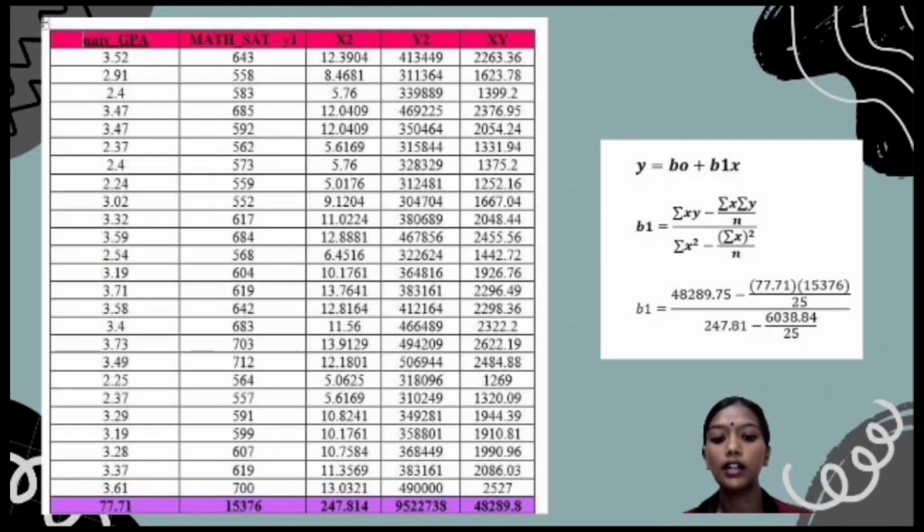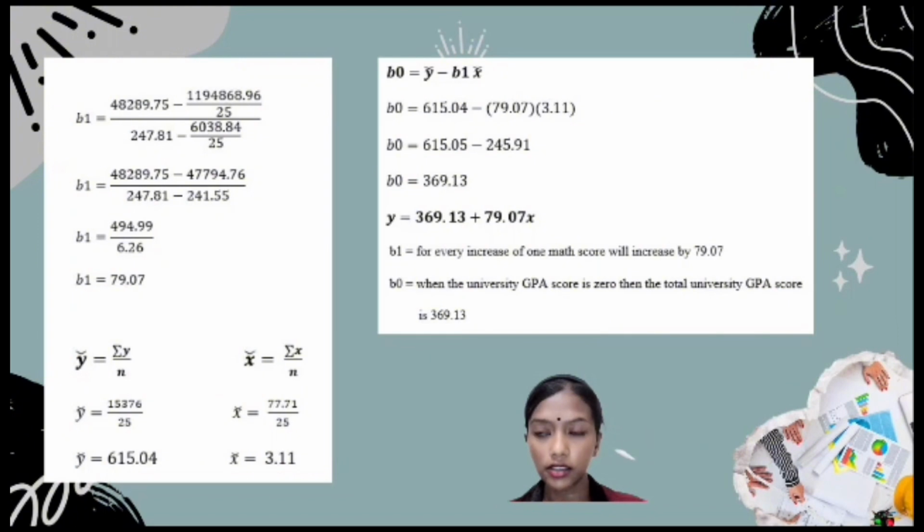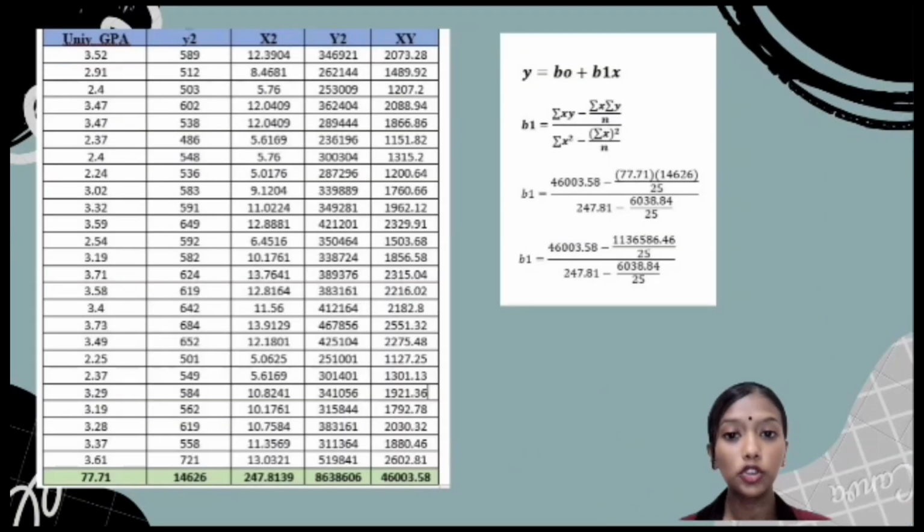In the table, I will state the university GPA and mathematics scores, and calculate x squared, y squared, and xy for the students. Next, we need to calculate y equals B0 plus B1x for the mathematics score based on the tables. Following the formulas, I get the answer for B1: every increase of mathematics score will increase by 79.07, and for B0, when the score is 0, then the total university GPA score is 369.30.